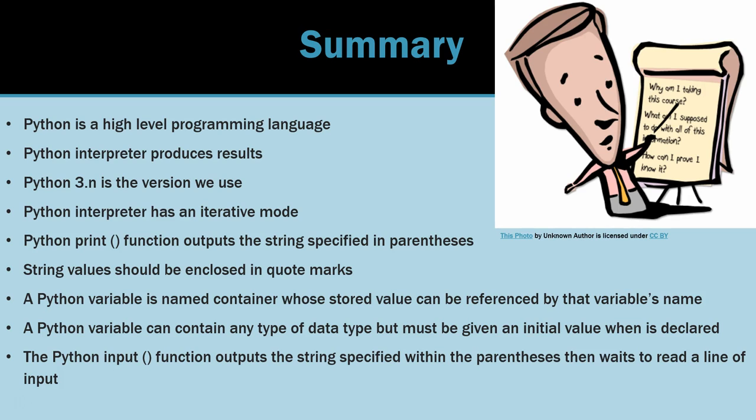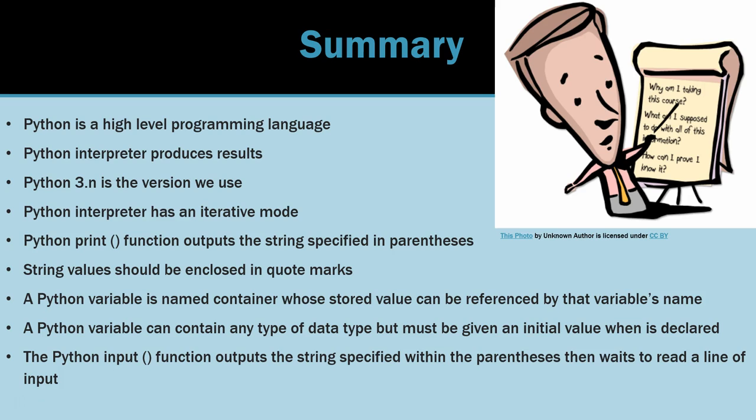Well, this is the end of Module 2. But I wanted to let you know how many things you have learned so far in Module 1 and Module 2. Python is a high-level programming language and of course uses scripting. The Python interpreter produces results as you can see. You can also save your files and your program and reuse your code. Python 3.n is the version that we use, in this case 3.71 or 3.72.